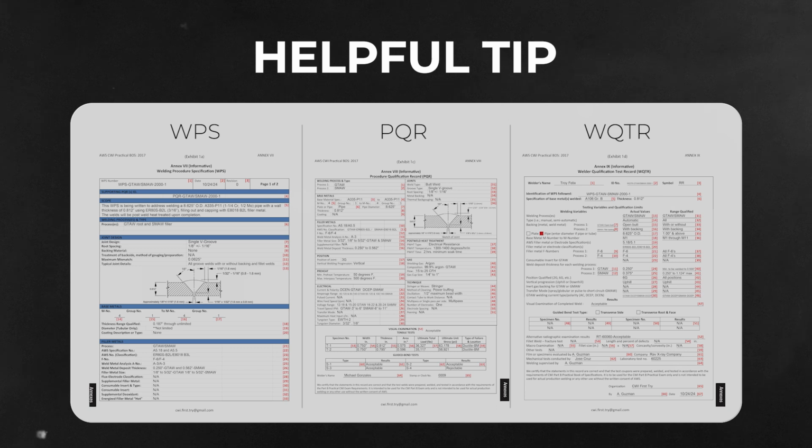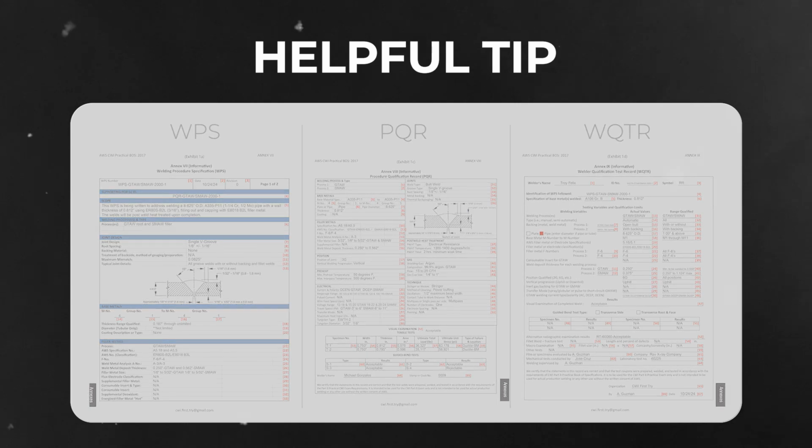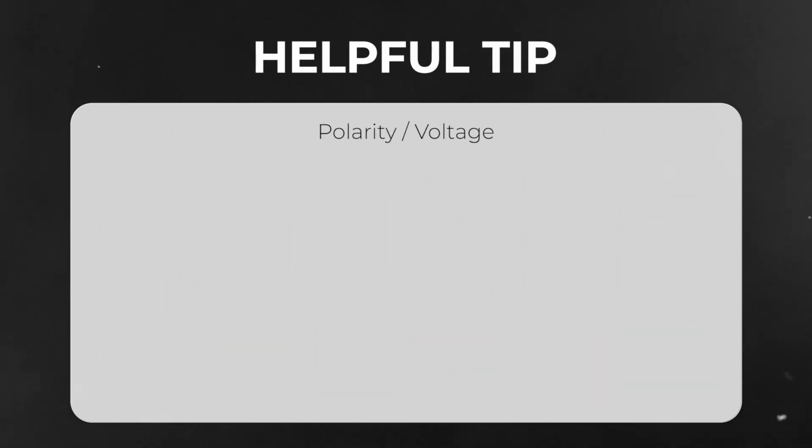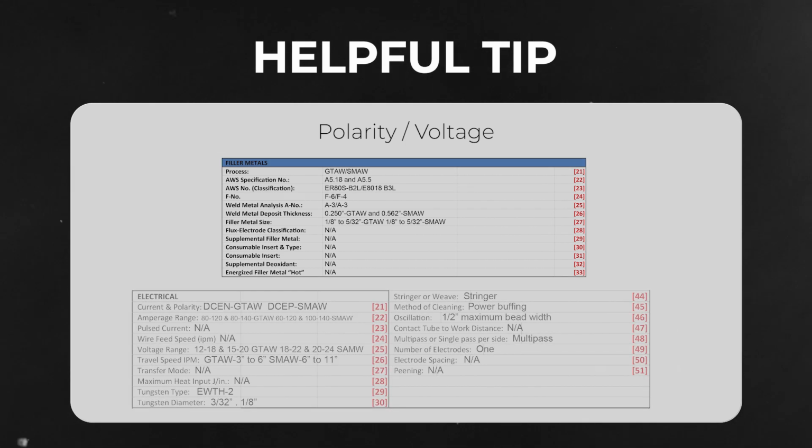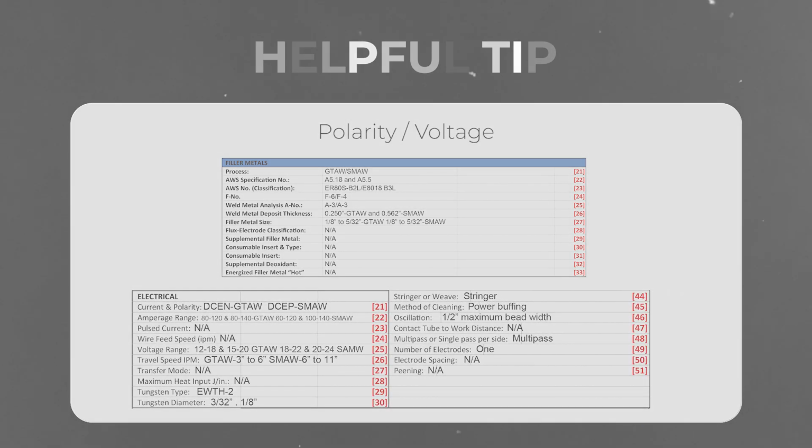It will save you time during the exam. You don't want to be bouncing around looking for something that's clearly in front of your face. For example, if they're talking about the polarity or voltage, don't be looking for that information under filler metals. You should know that information should be found under the electrical section of a WPS or a PQR.